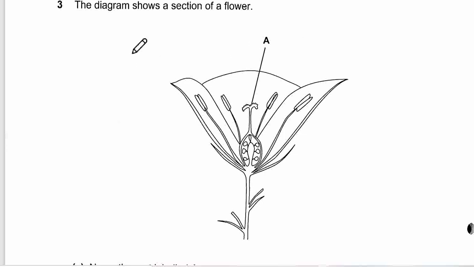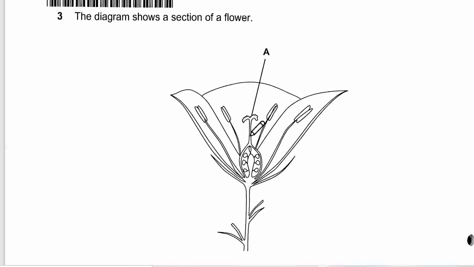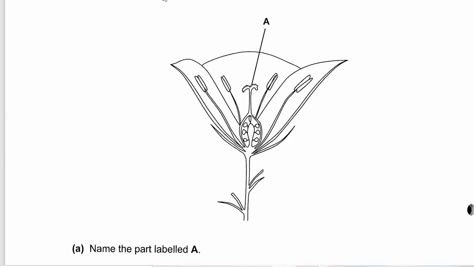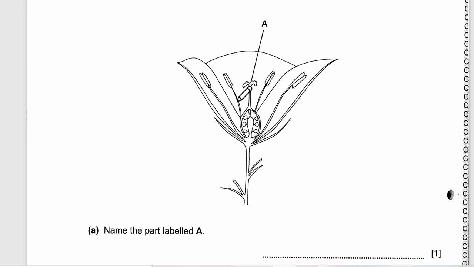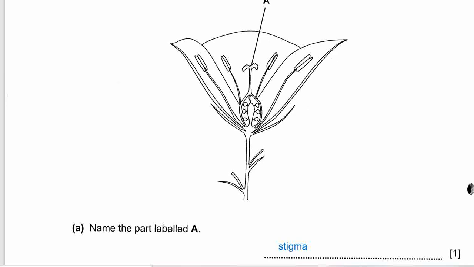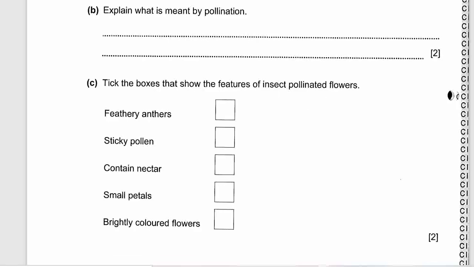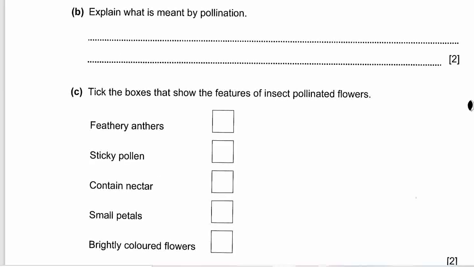Question 3. The diagram shows a section of a flower. Name part labelled A. What is A? You can see here A is the female part of a flower, the stigma. So A is a stigma. Next, what is meant by pollination? And C. Tick the boxes that show the features of insect-pollinated flowers: battery anthers, sticky pollen, contain nectar, small petals, brightly colored flower.